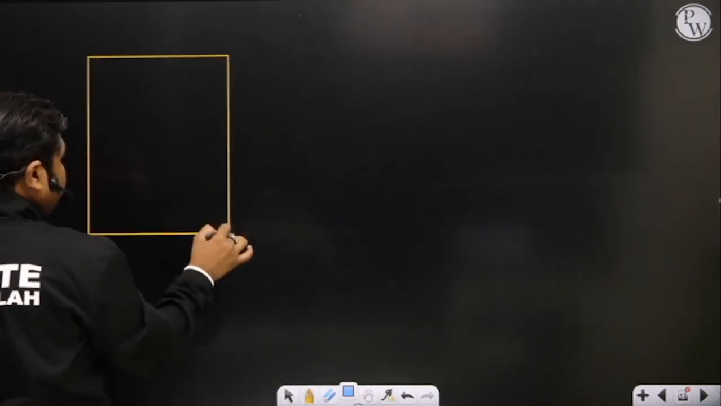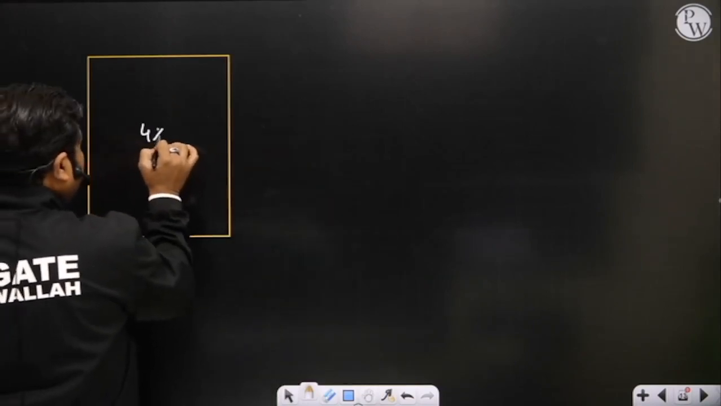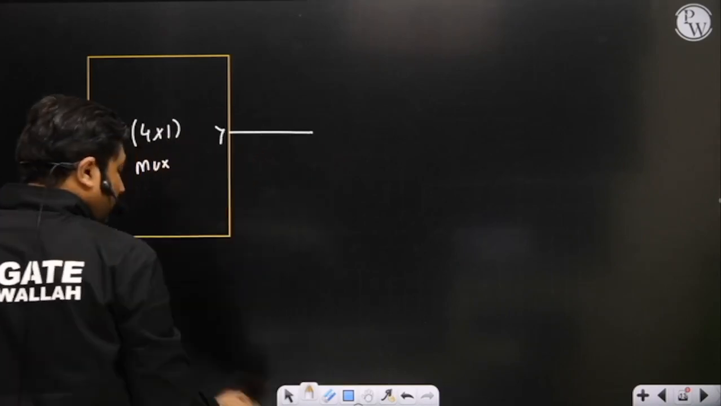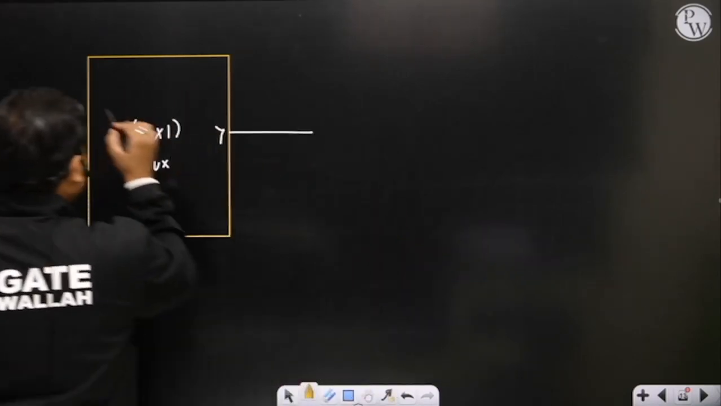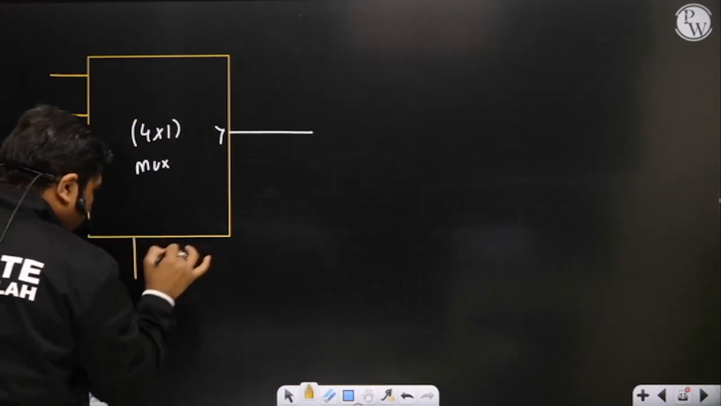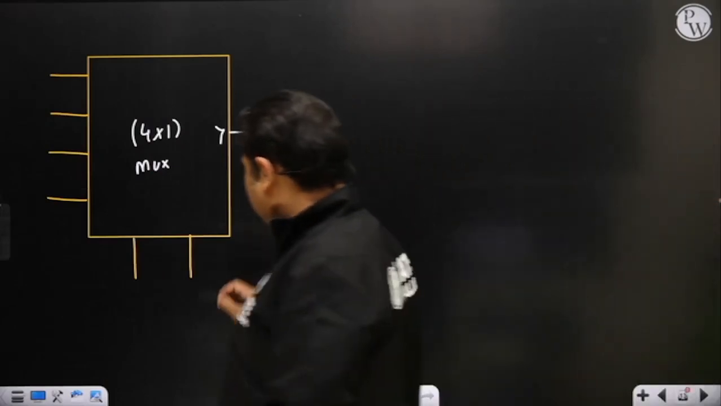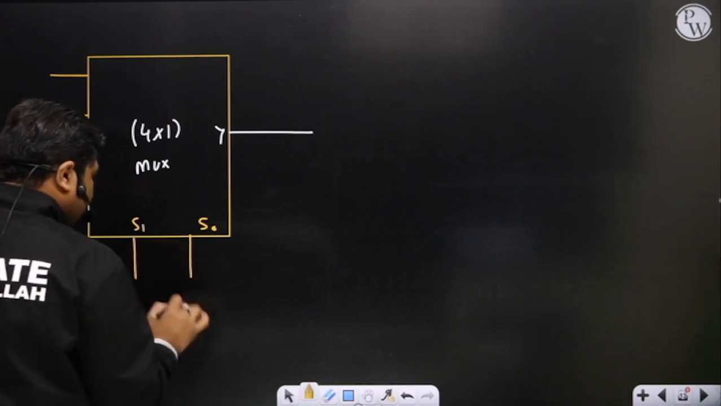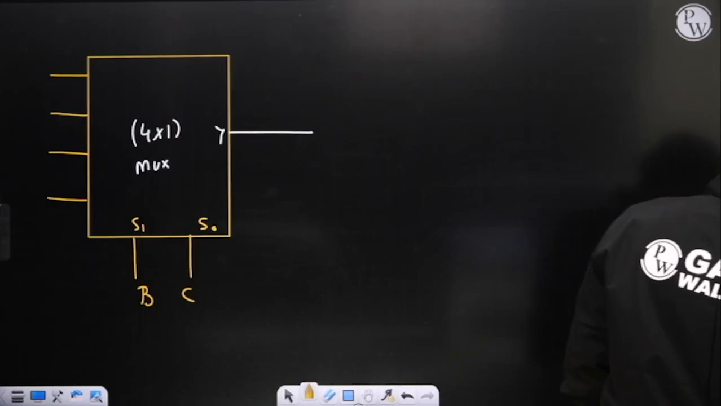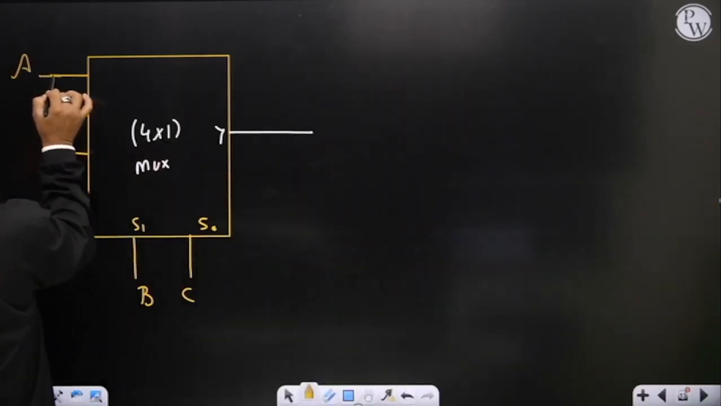I am representing you a 4 cross 1 mux. This is your output Y. And we have 4 inputs to select. It is given that onto the select lines S0, S1 as BC. Okay, sir. And in the input, it is given that A, 0, 1.